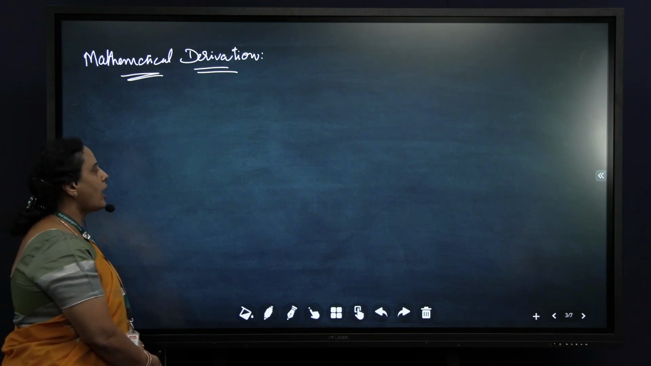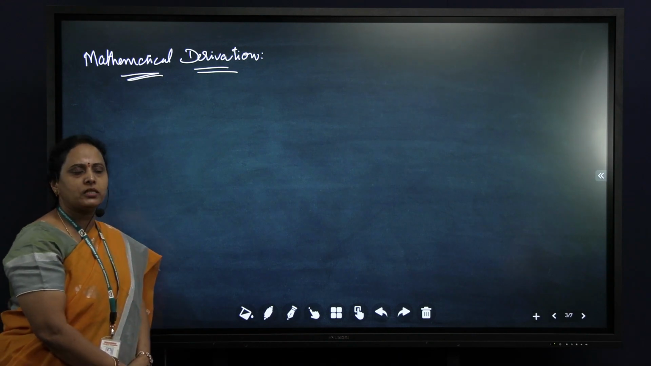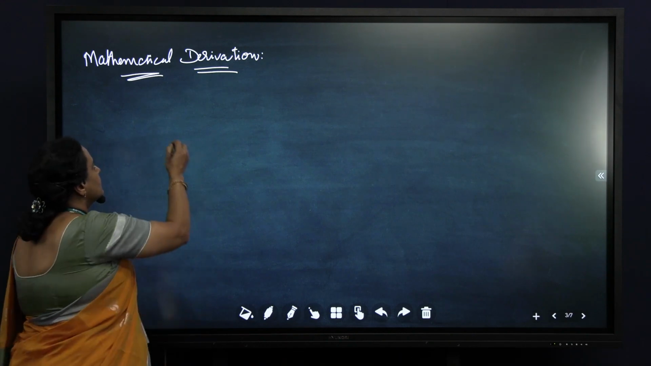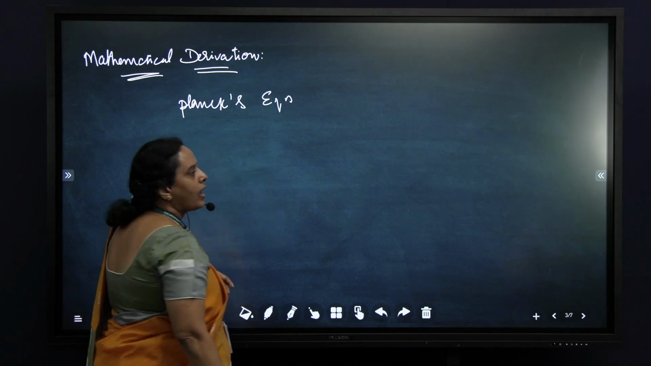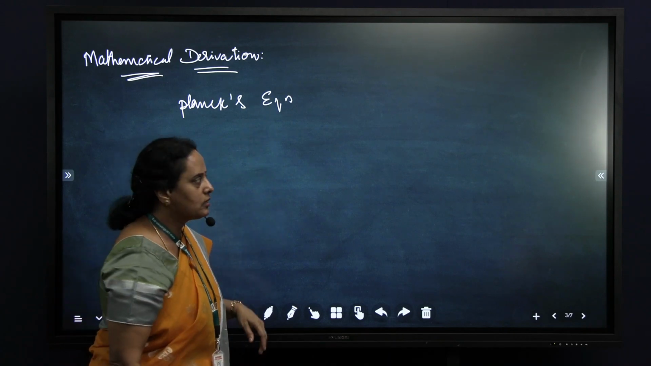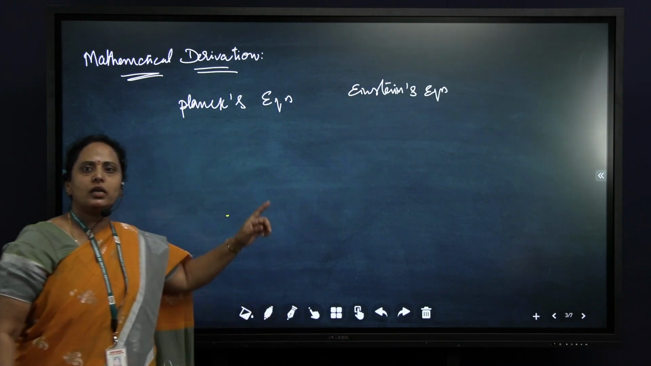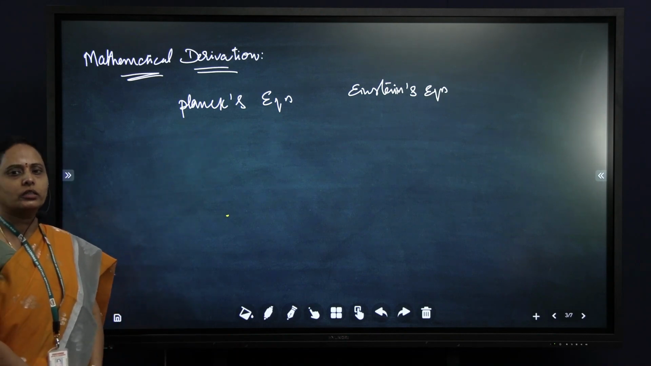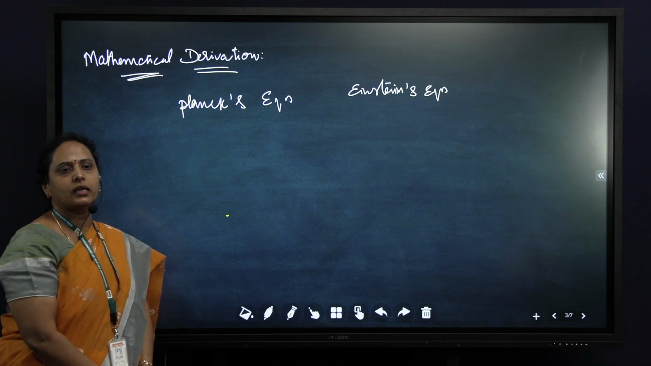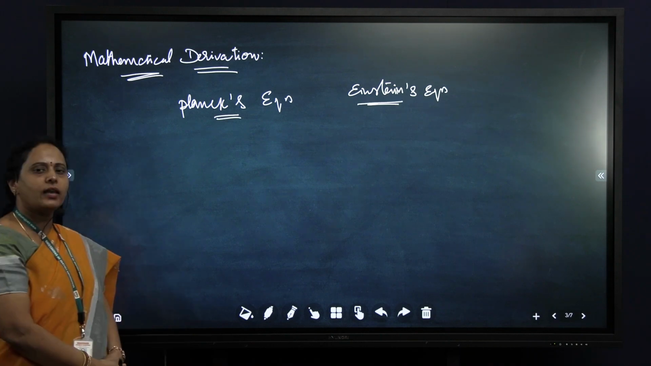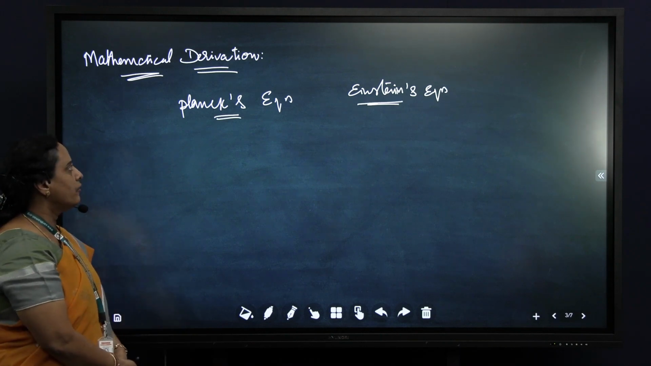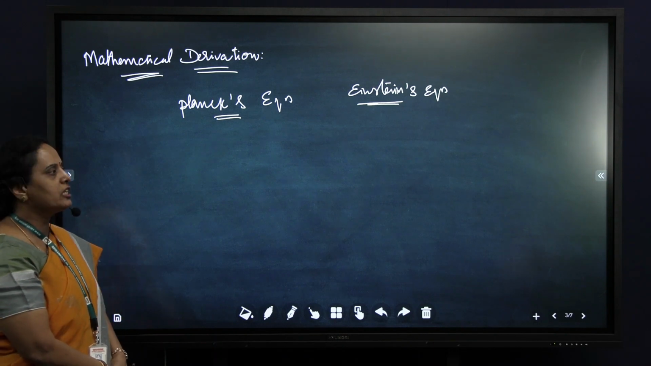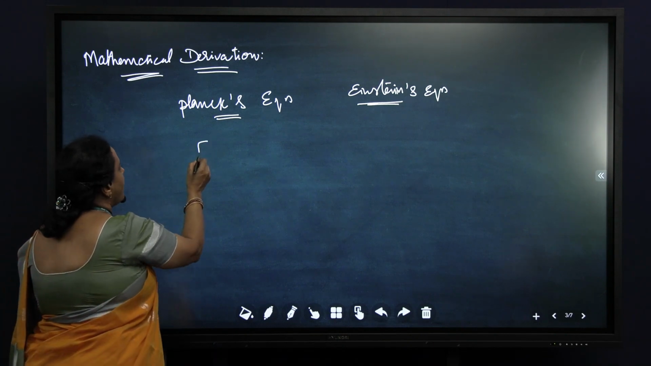For that, here I am going to consider two famous equations. One is Planck's equation, and the other one is Einstein's mass energy relation. By using these two expressions, we are now going to show how these particles move like a wave.